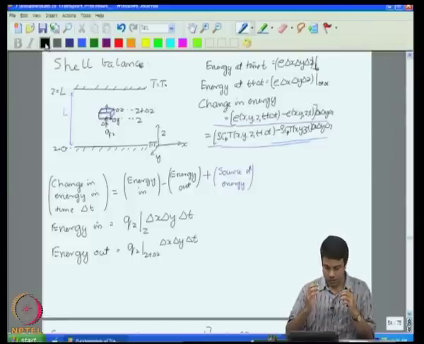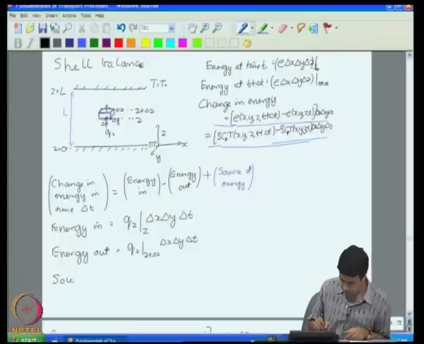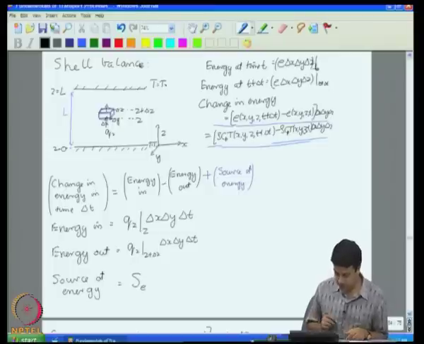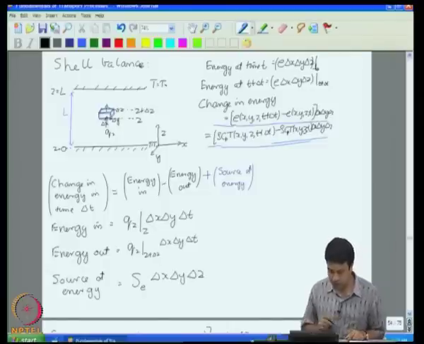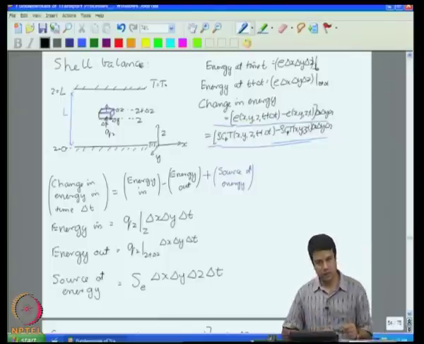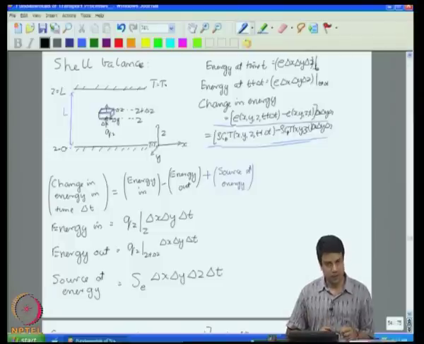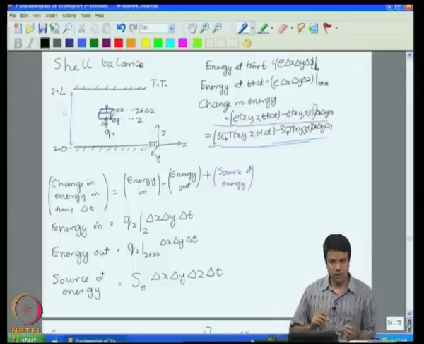So, this source of energy is going to be proportional to the volume itself, and the amount of energy generated is going to be proportional to delta t. So, this additional source of energy, I will write it as source, is going to be some function S_e times delta x, delta y, delta z, the volume itself, times delta t, the time interval. Now, this S_e could in general be a function of position as well as time. For example, if energy were produced due to a chemical reaction, the rate at which energy is produced is going to depend upon the local reaction rate.